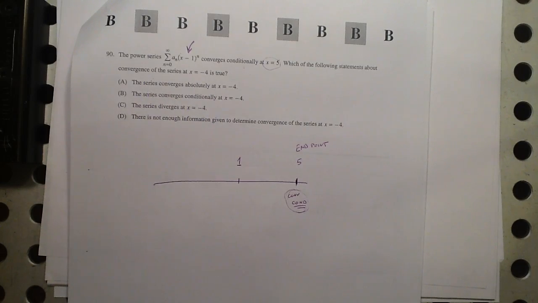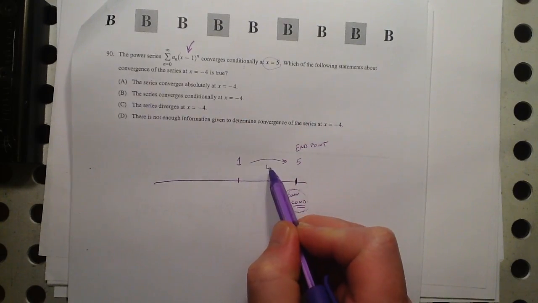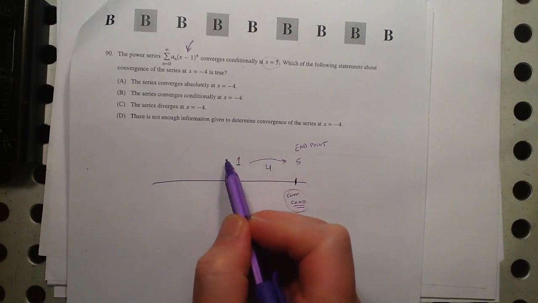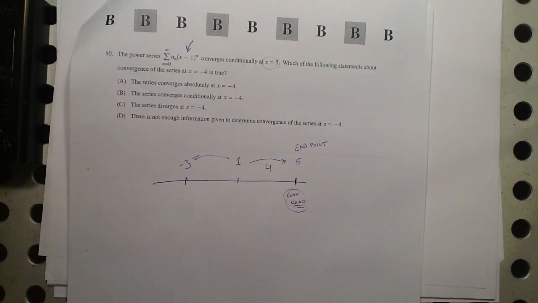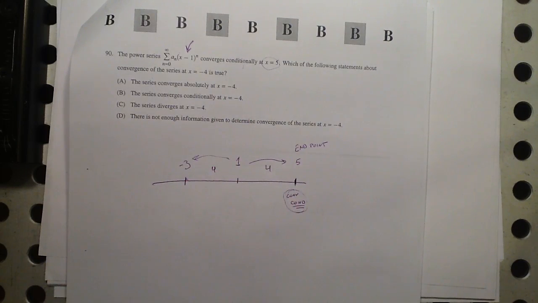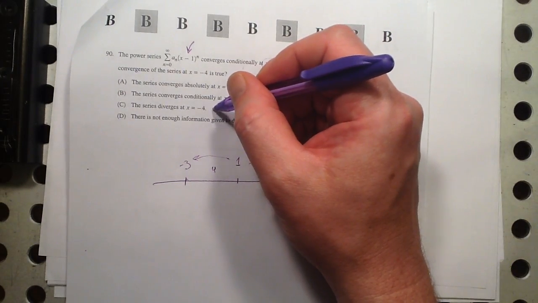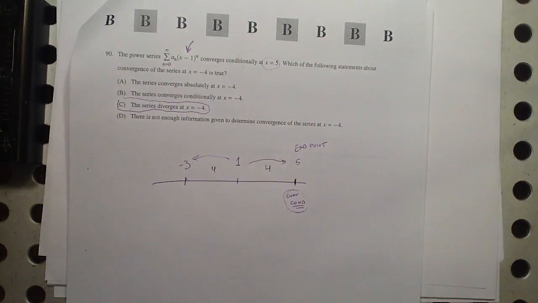So what can we say about the series at -4? Well, this series has a radius of convergence. If that's an endpoint, the radius of convergence is 4. So if I go 4 in this direction, I mean to -3, right? So it looks like -4 is outside the interval of convergence. So I think that we can say that the series diverges at x equals -4. And that's the correct answer, because it's outside of that interval of convergence.